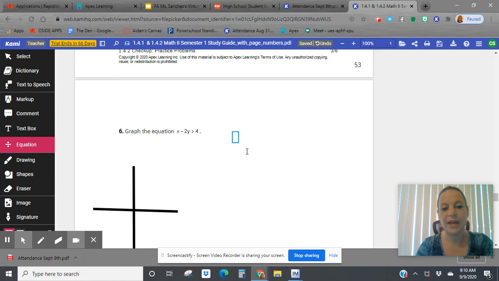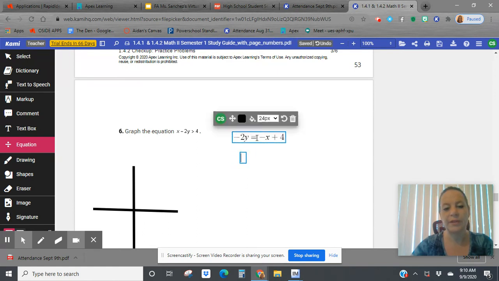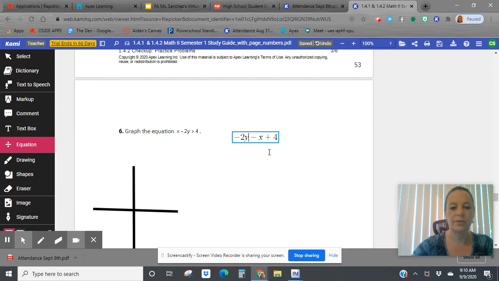So I start by subtracting the x from both sides. So I'm going to get -2y equals -x when it goes over to the other side, plus 4. I'm going to divide both sides by -2. And by the way, sorry, this is a greater than symbol.